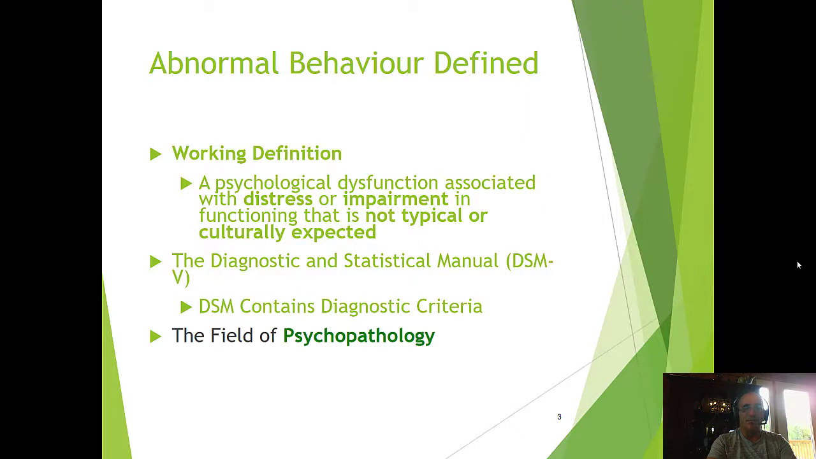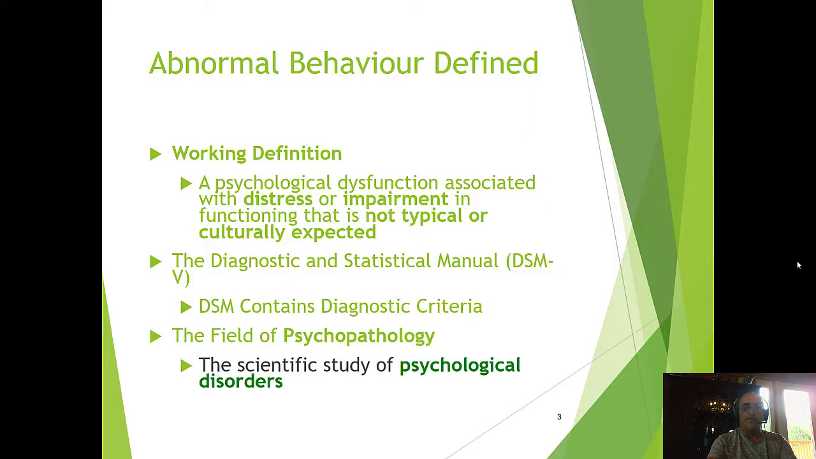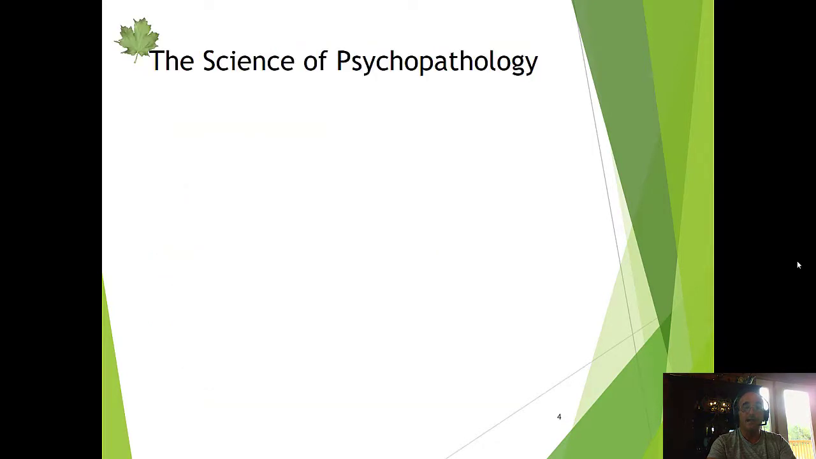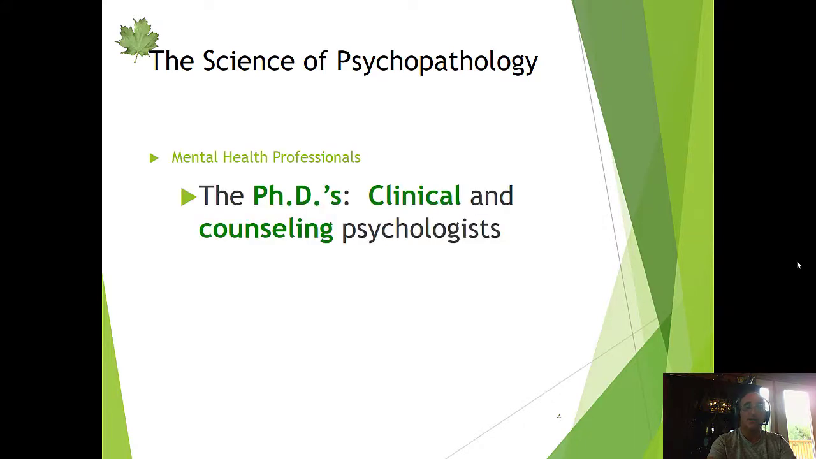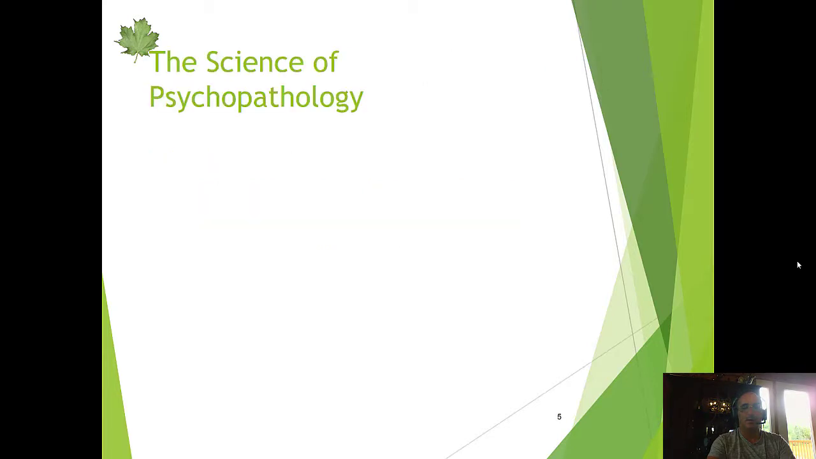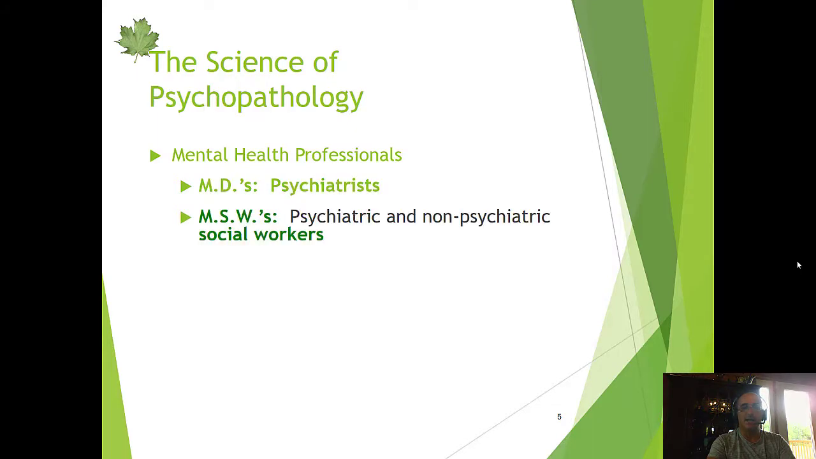In the field of psychopathology, we are looking at the science of psychological disorders. In Canada, the science of psychopathology is done by mental health professionals, and the PsyDs or the PhDs are the clinical and counseling psychologists that look after a number of clinical aspects of mental health. Other professionals that are involved are MDs, or medical doctors, and medical doctors are psychiatrists. They go to medical school, and then they specialize in psychiatry and become psychiatrists.